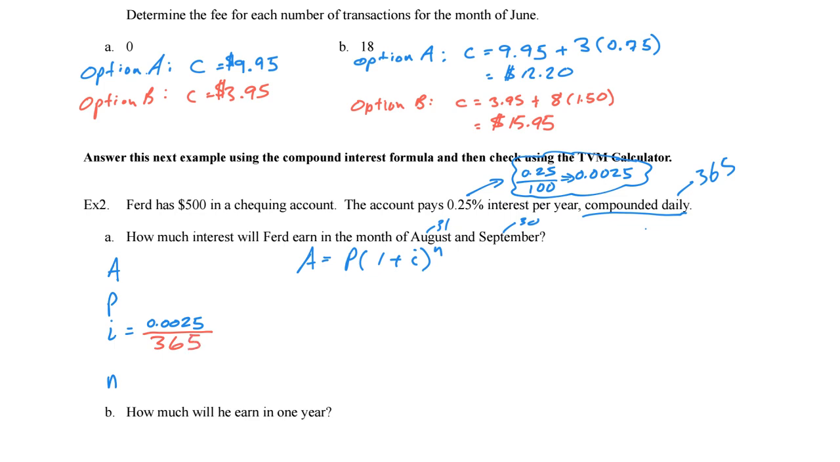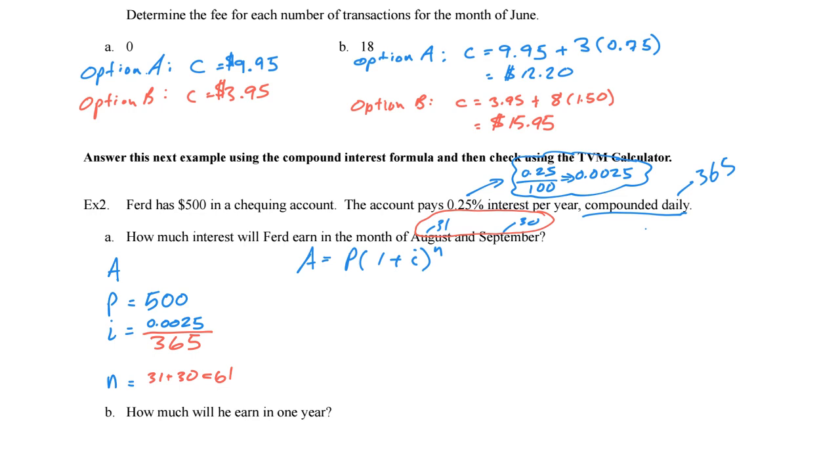Now, the best part about our n value here is that we have our n value. Our n value is 31 plus 30, which is equal to 61 total days of compounding. Now, it says Ferd has a checking account, and in that checking account, he has $500. So we're going to start off with $500 at the beginning of August, and we're going to keep it in there until the end of September.